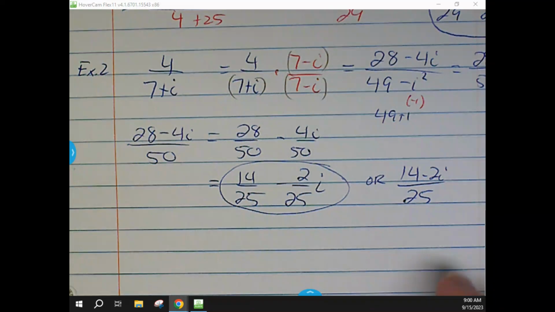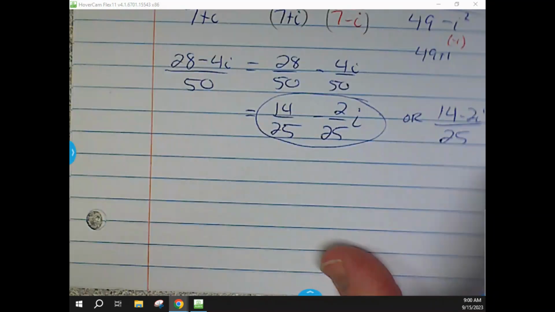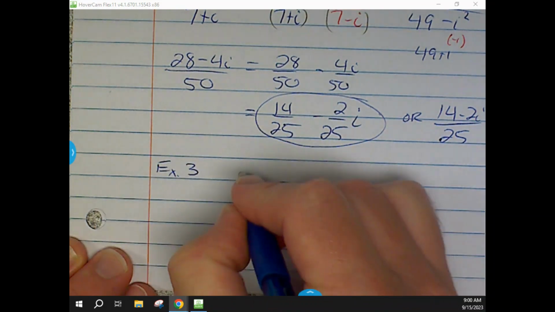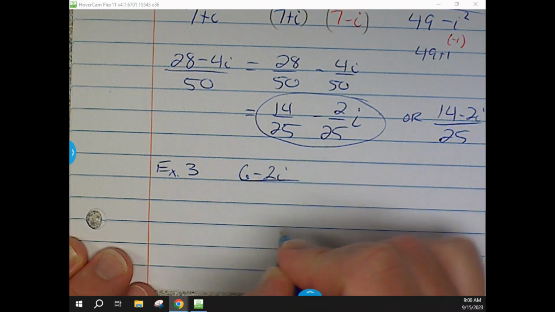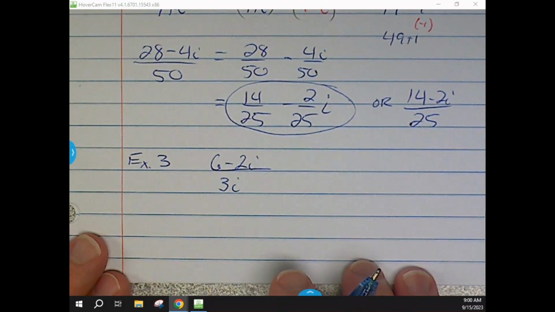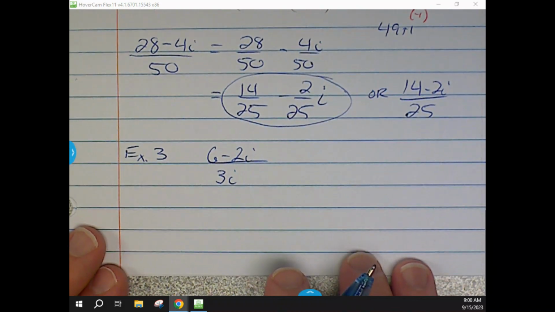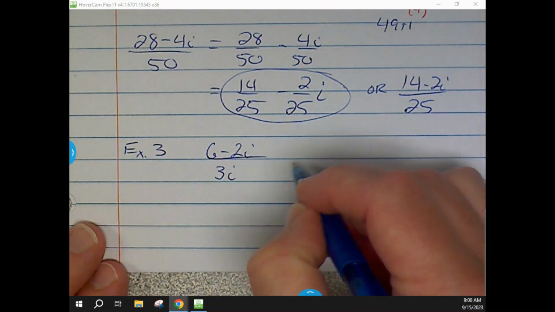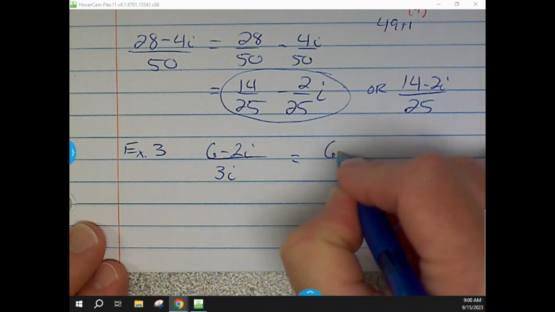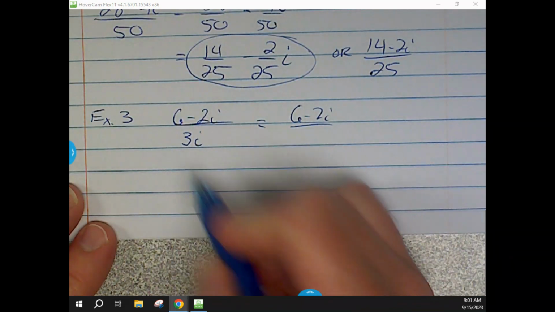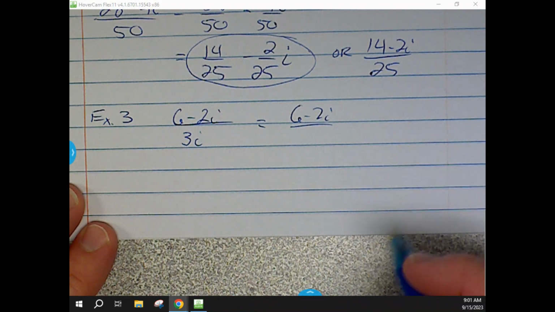Okay, now the only one that you don't necessarily have to do a conjugate on for a denominator would be one where you had something like this, where it was like 6 minus 2i over 3i. Because with one like that, all you really have to do is get rid of the i in the denominator. The big difference is if it's a binomial in the denominator, you've got to do the conjugate. If it's one like this, where it's just an expression like this, you could do it one of a couple of different ways.